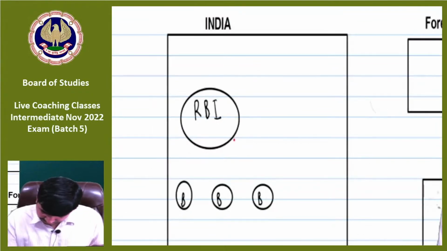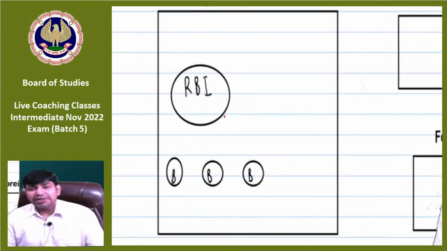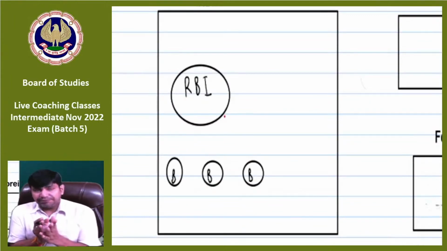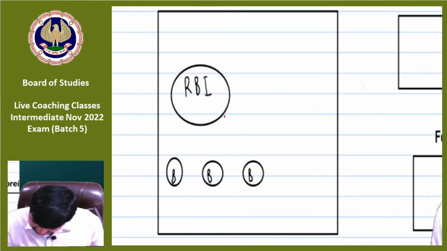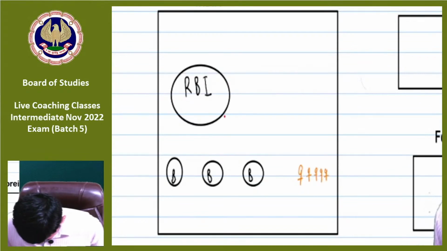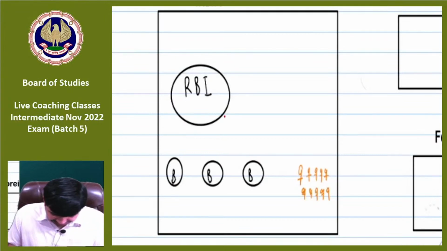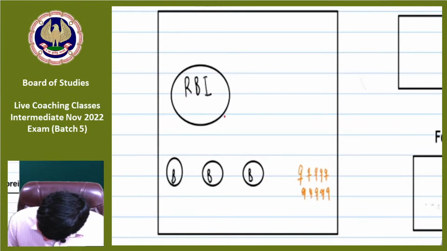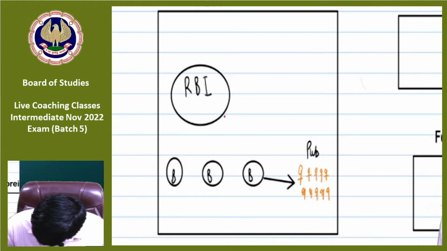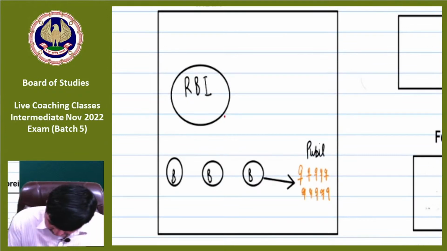Now see, beta, another theory is also there, which belongs to the borrowings part. Banks charge their customers interest. These are the customers, the public, to whom the bank charges interest. Banks give loans to the public.